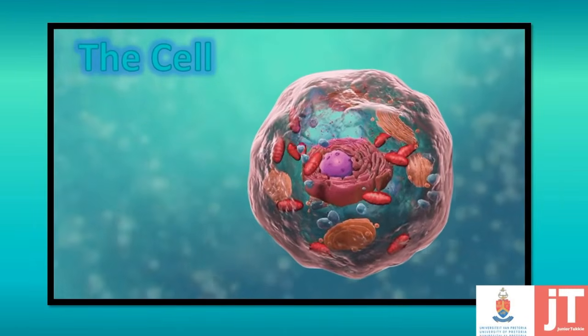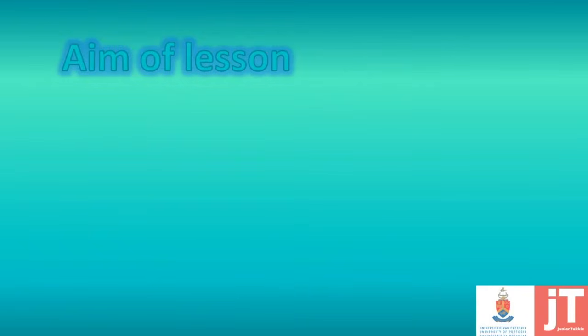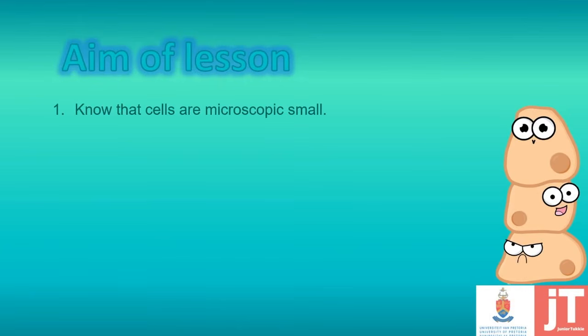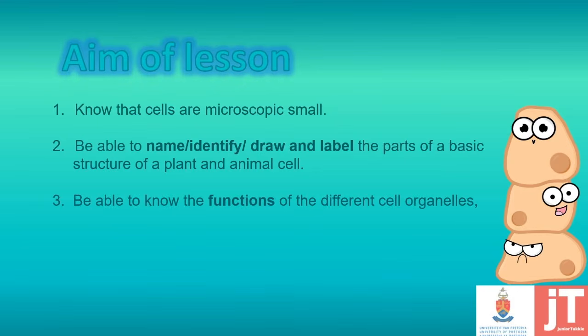This is our first chapter for biology for grade 9. So let's have a look at what is the aim of the lesson and what we will be doing. Firstly, you should know that cells are microscopic, so we cannot see them with the naked eye. At the end of this lesson, you will be able to name, identify, and even draw and label the basic parts of a plant and an animal cell.